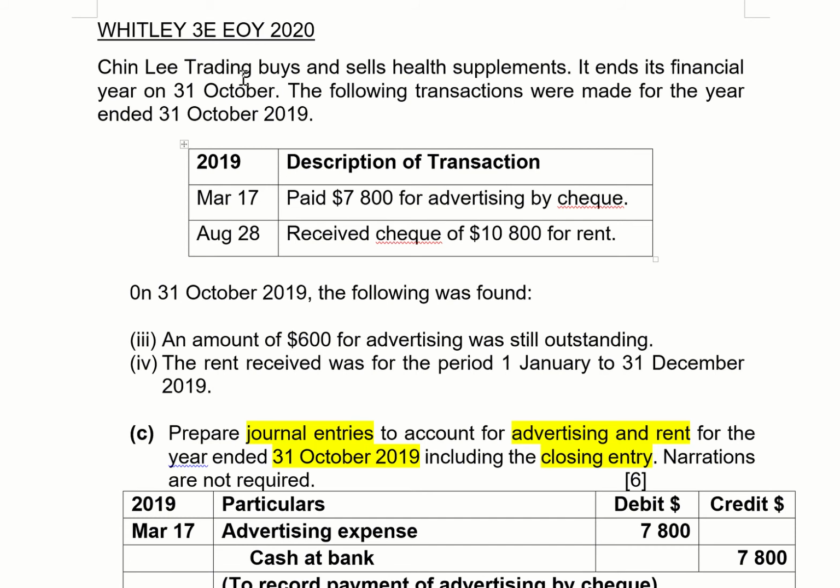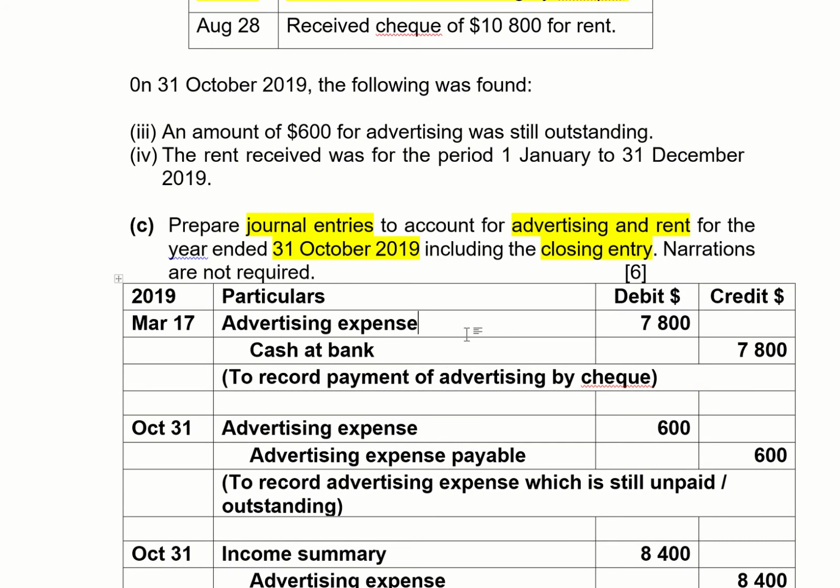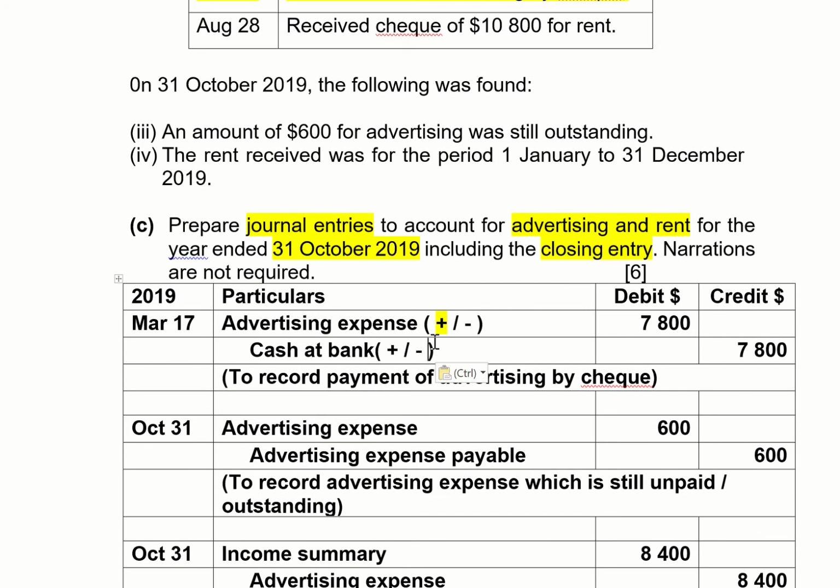All right, so firstly, if you read the transaction, you will realize this is the first transaction for advertising, that $7,800 was paid by check. So if $7,800 was paid by check, we will have to record the advertising expense first. And advertising expense, accounting rule is plus minus. When you pay for advertising expense, you increase the advertising expense. So you debit advertising expense. The other account, because you paid by check, is actually cash at bank, and you have lesser money in your bank account, so you will credit cash at bank. So this is still quite straightforward. 1 mark will be given for this.